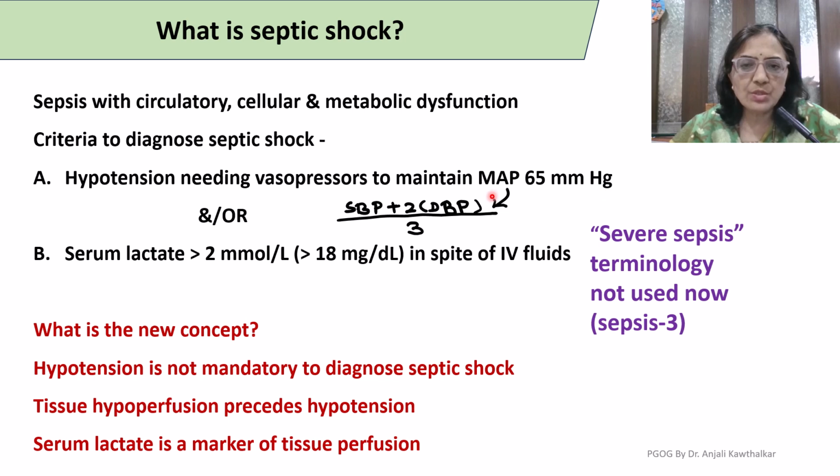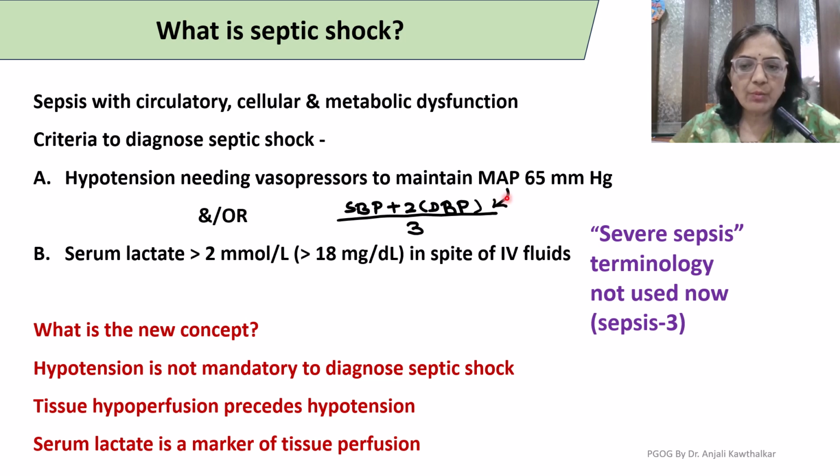MAP, as you know, is systolic blood pressure plus twice diastolic divided by 3. I hope you all are aware of the formula to calculate mean arterial pressure. Again, I am repeating, systolic blood pressure plus twice diastolic.